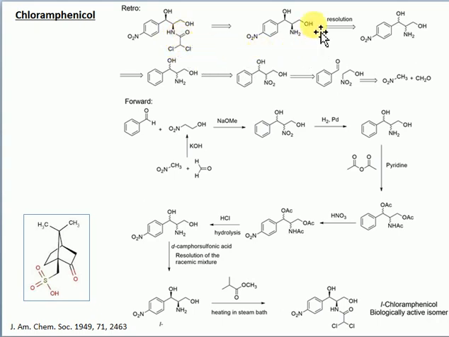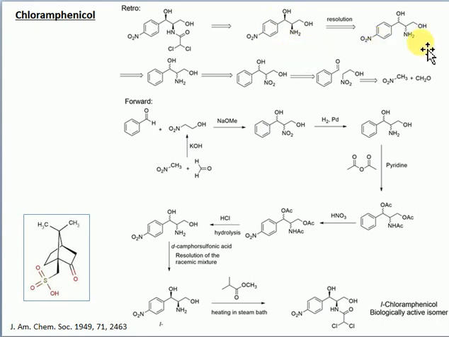So this will lead to the amine, and this enantiomerically pure amine will be obtained by the resolution of the racemic mixture. So this racemic mixture we will synthesize, and after resolution we will get this optically pure amine compound. We will discuss how we can do the resolution later.